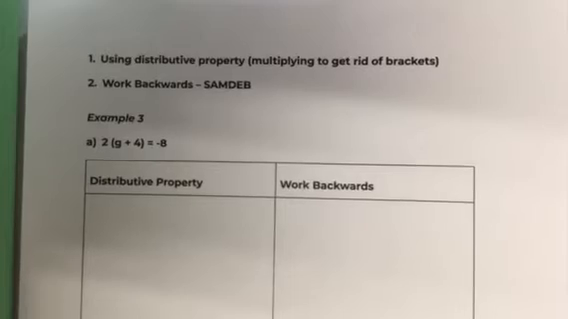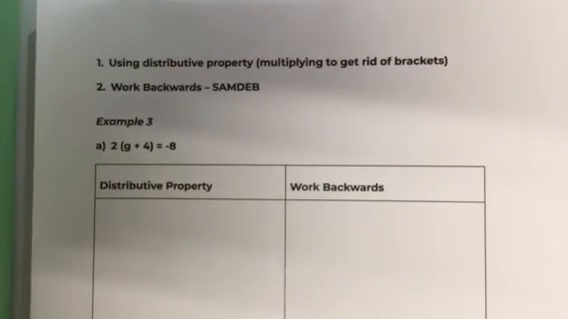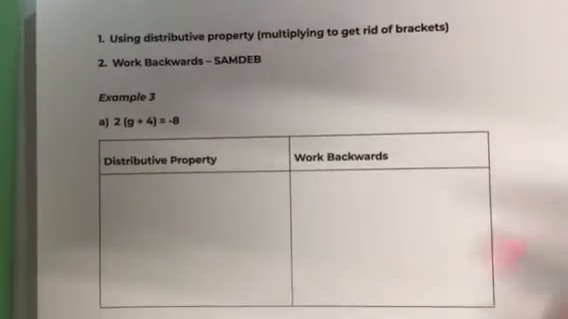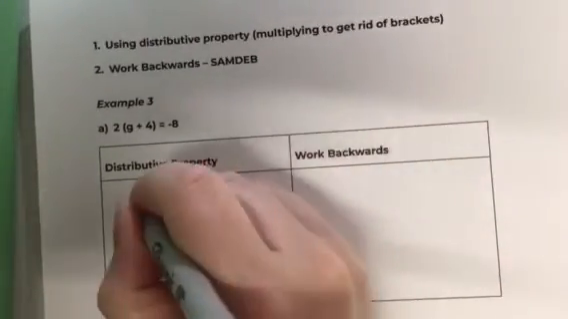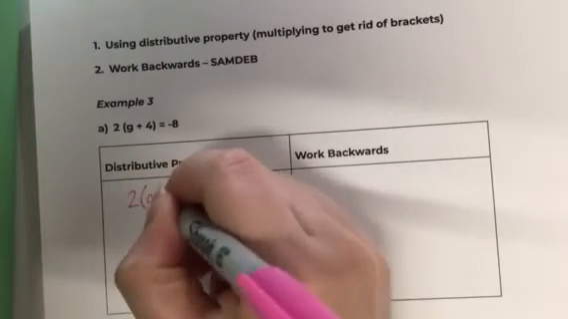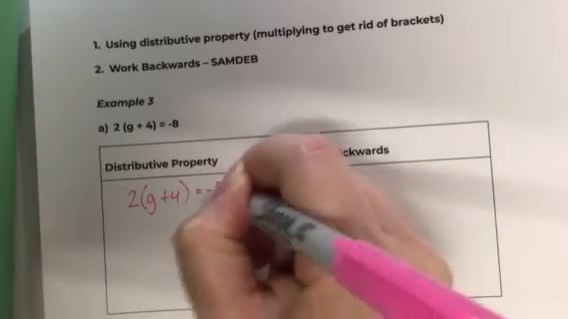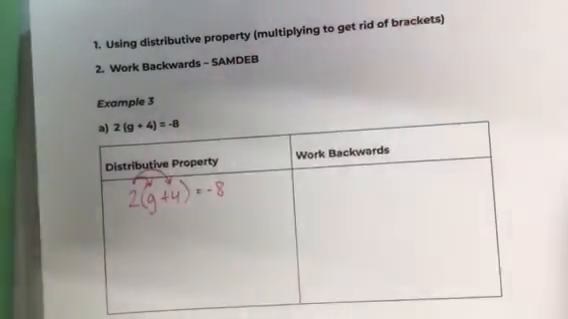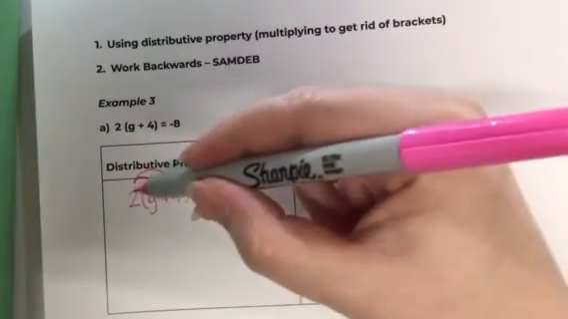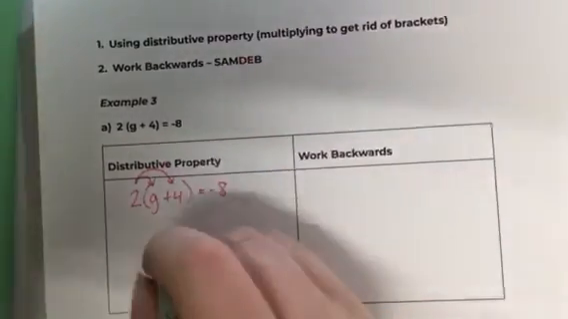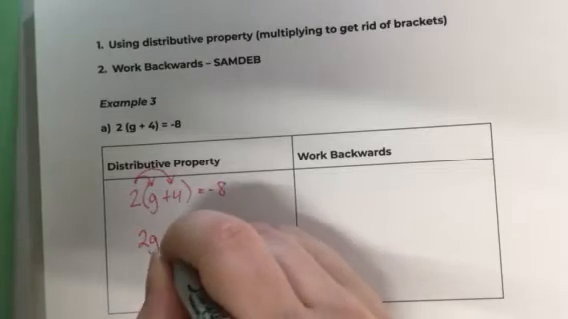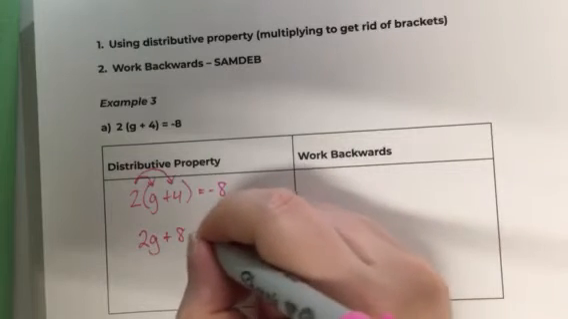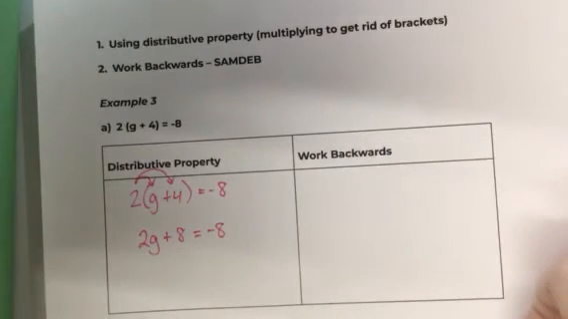So we can do the distributive property. What we do is we multiply to get rid of the brackets. So we have 2 bracketed g plus 4 equals negative 8. Here we are going to multiply the 2 into both of those terms. So we get 2g's, and we get 8 red tiles.